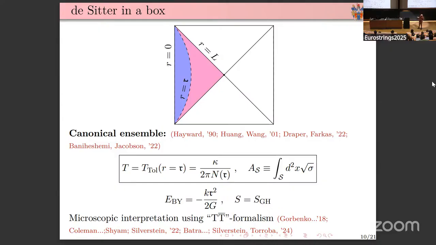And the canonical ensemble, just as for black holes, is you fix the Tolman temperature of the system, and you also fix the size of the system. From there, you can just apply basic stat mech principles, and you will find that the total energy of the system is given by E_BY, the quasi-local Brown-York energy, and the entropy is just that of the Gibbons-Hawking entropy. And I should also comment, this is the same kind of setup that one uses when trying to find a macroscopic interpretation of the de Sitter static patch using TT-bar or TT-bar plus lambda-like formalisms.